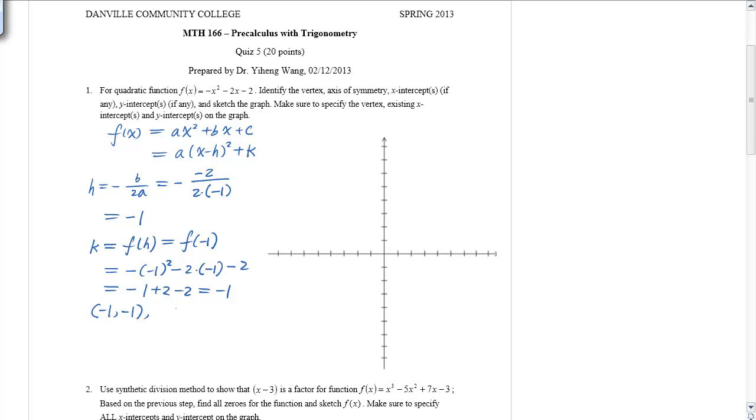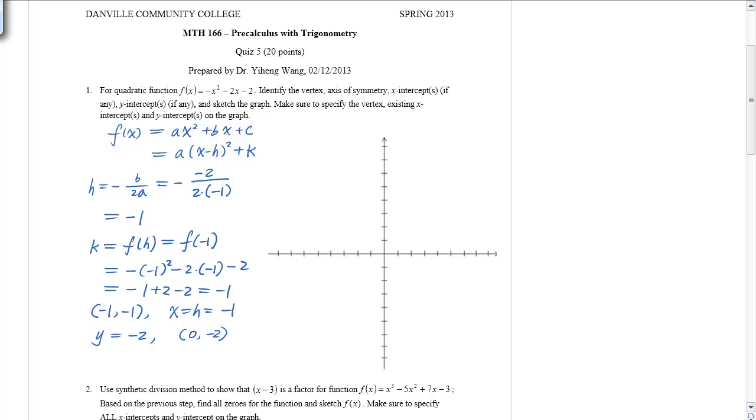The axis of symmetry is simply x equals h, which is negative 1. The y-intercept is easy to determine. That's when you plug in x equals 0. Therefore, y equals 0, 0, and then negative 2. Therefore, the y-intercept is (0, -2).